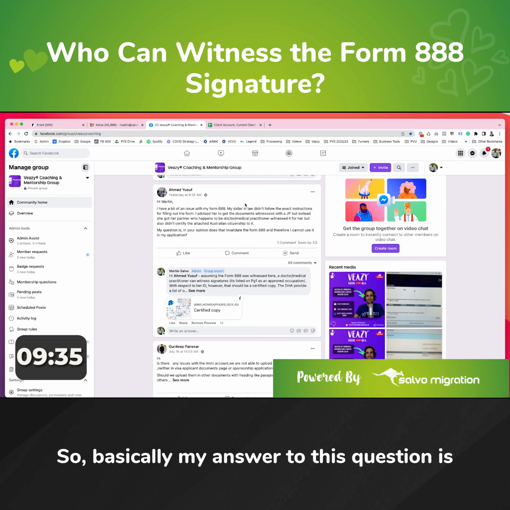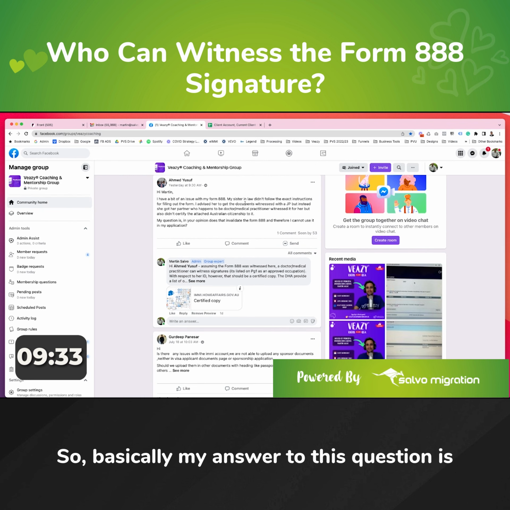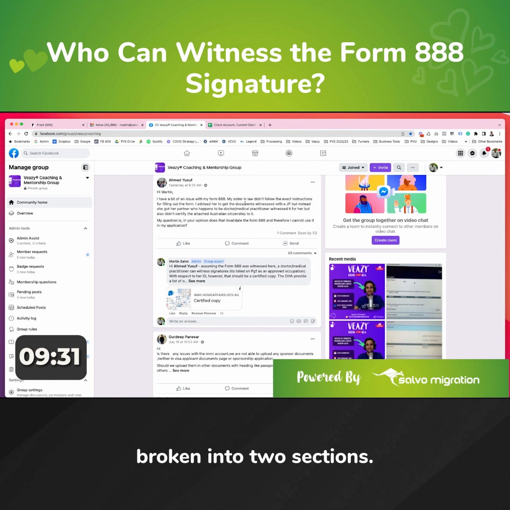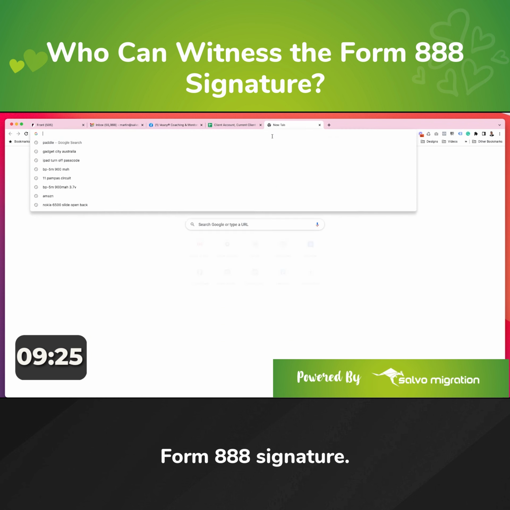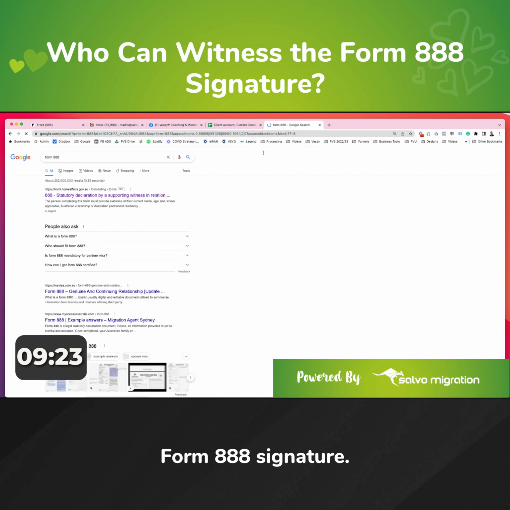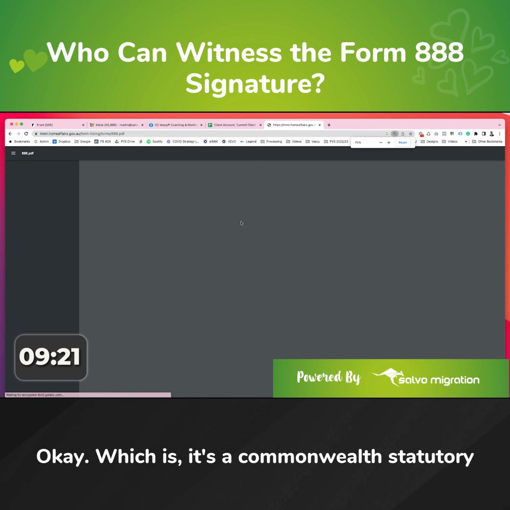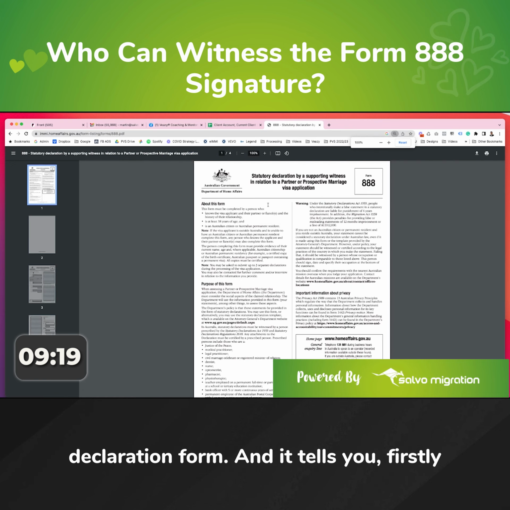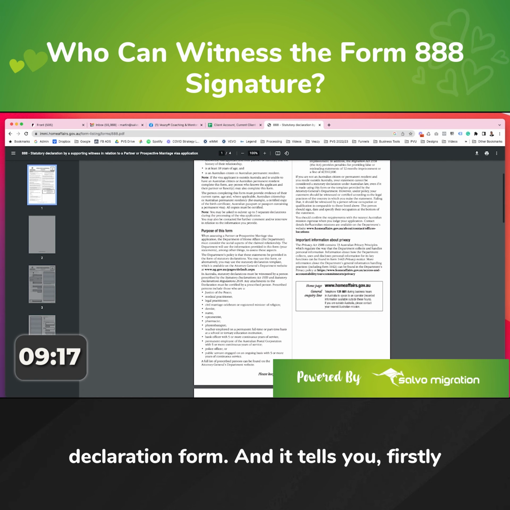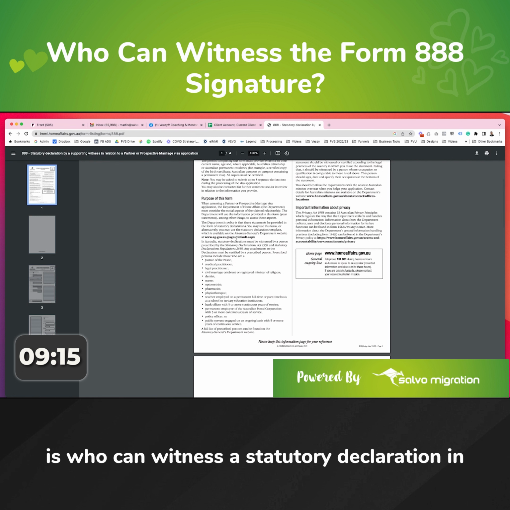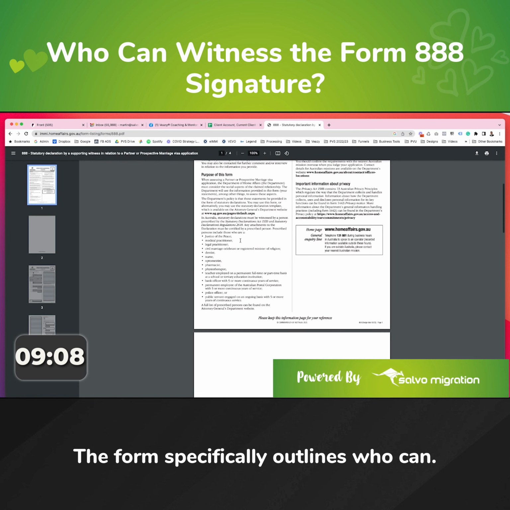So basically, my answer to this question is broken into two sections. There's two separate topics here. Firstly, it is who can witness the Form 888 signature. It's a Commonwealth statutory declaration form, and it tells you who can witness a statutory declaration in Australia. The form specifically outlines who can.